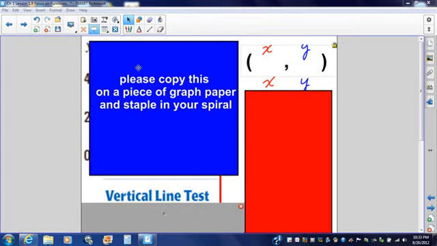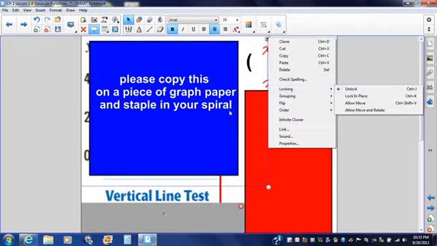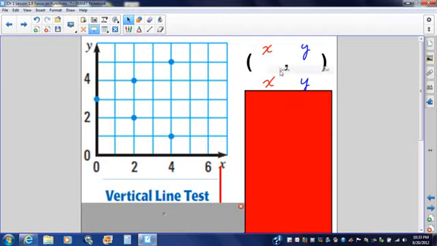Alrighty guys, I'm going to ask you to grab a piece of graph paper and please copy this graph on a piece of graph paper and then staple it in your spiral. Notice when you're drawing your graph that the intervals, the numbers that they are counting by, they're counting by 2s.